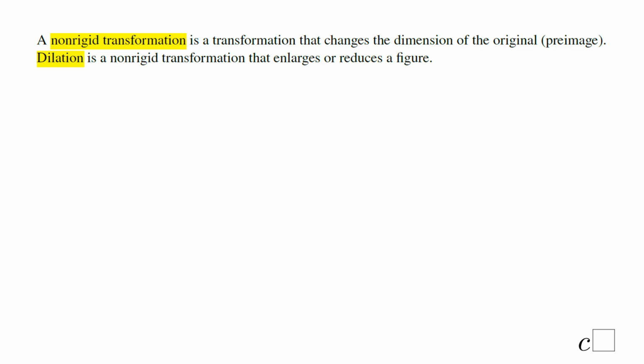Welcome back at C-Square. In this lesson we will talk about dilation, which is a non-rigid transformation. It is a transformation that changes the dimension of the original shape, the pre-image, as it's called.